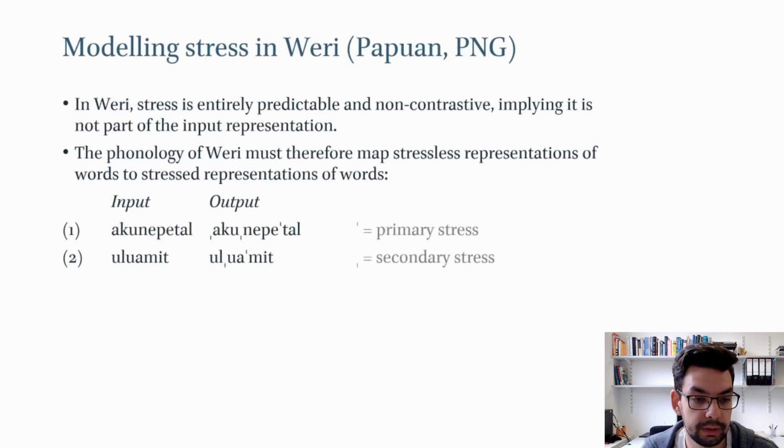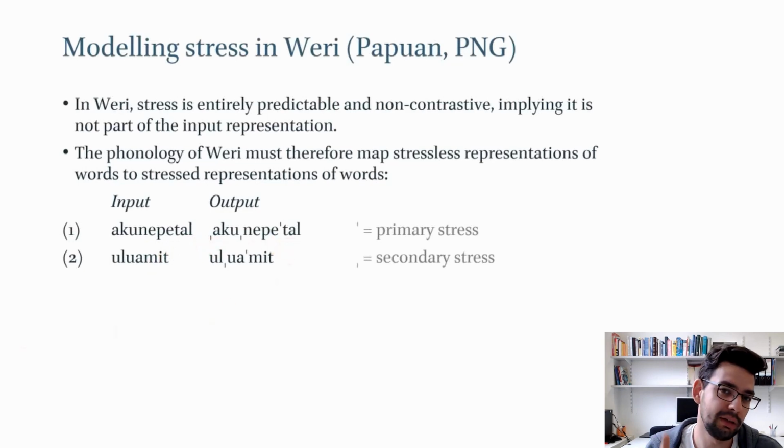So here we have akune petal and uluamit. Whatever they mean, it's not important to us. We just know these are words in Weri. And so we assume that mentally they are stored without stress. Right? So their mental representation is a sequence perhaps of these sounds. And then the output contains stress.